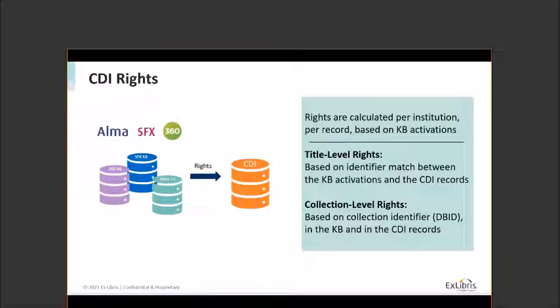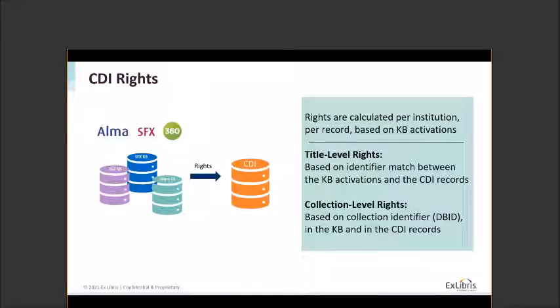Collection level rights are based not on identifiers like ISSN, ISBN, etc., but on the collection identifier, the DBID. Also here we have this identifier on the collection in the KB and on the CDI records, and we can use this to calculate collection level rights. We'll talk about it more later on, but we can do collection level rights when the title list is not supported.